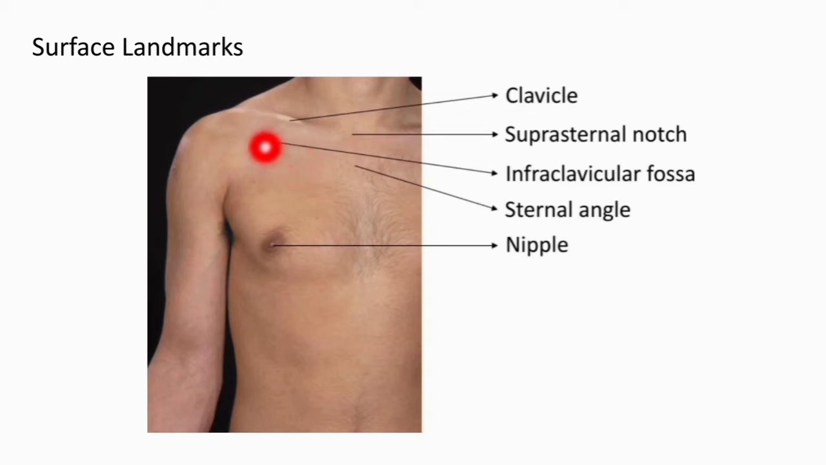And next, the infraclavicular fossa, which is a triangular depression located below the junction of the medial 2/3 and lateral 1/3 of the clavicle. And if you press against this fossa, you can feel the tip of coracoid process, which is located 2.5 centimeters below the clavicle. Next, the nipple. It is an important surface feature of the pectoral region. It varies considerably in females, whereas in males it usually lies in the fourth intercostal space.